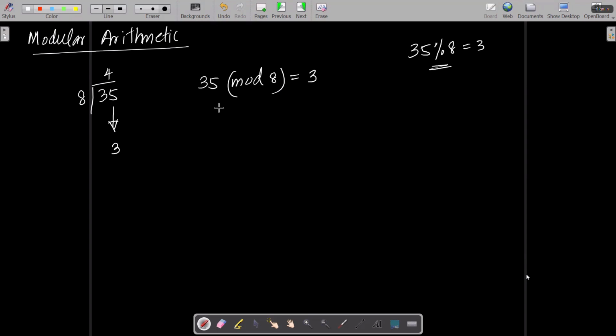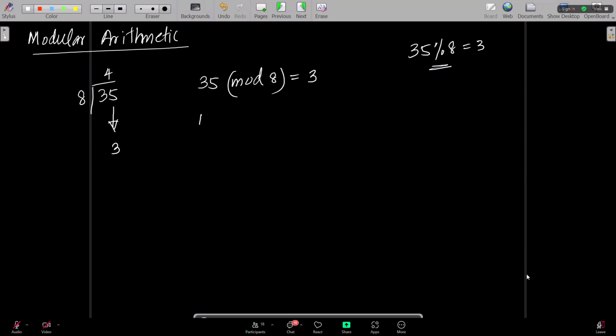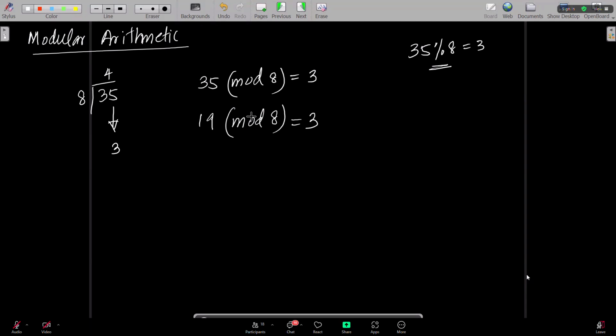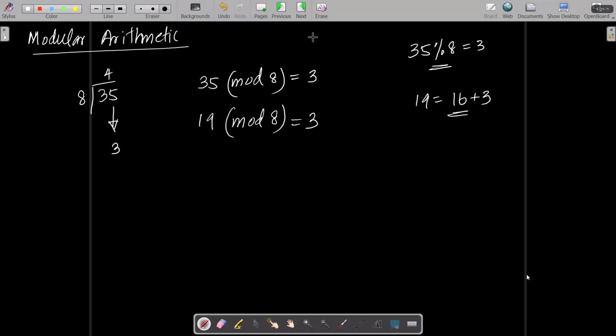Okay. Let's take another one. What is 19 mod 8? I need quick replies. What is 19 mod 8? Okay, again it's 3. Yeah, so 19 is 16 plus 3. So 16 is the nearest smaller multiple of 8 for 19. So the remainder is 3.